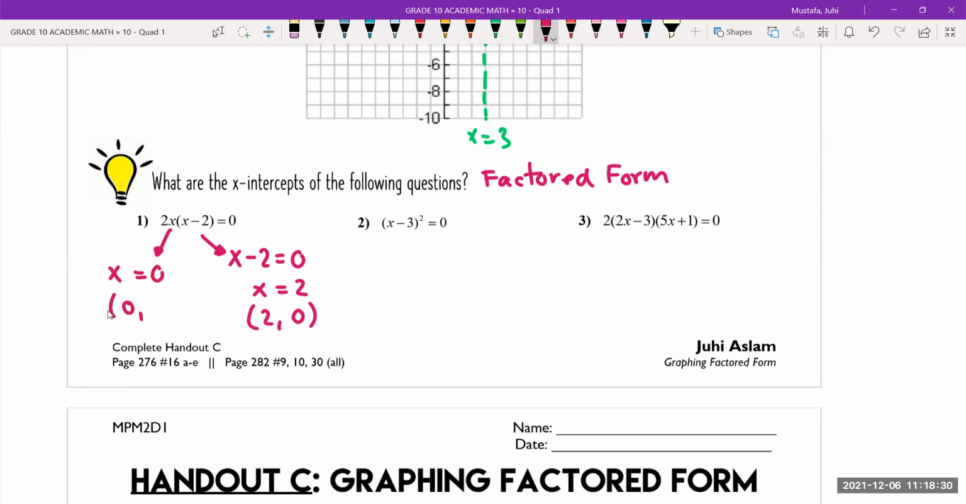And 0, 0 is going to be one of your x-intercepts. So make a note to yourself when you have a number that's just by itself, like even though it's 2x, it's like saying 2x is equal to 0. And then when you solve this, it's still just going to be 0, 0.